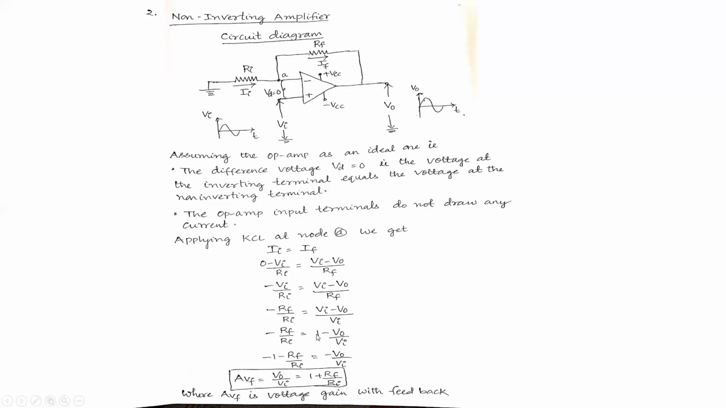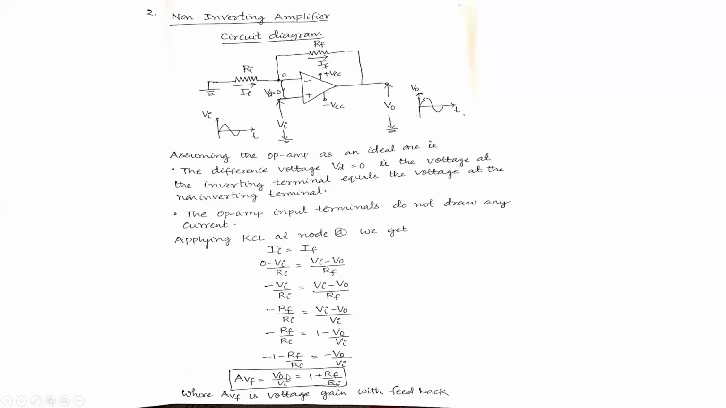Next, this 1 is taken to the left hand side. So it is written as minus 1 minus Rf by Ri equals minus V0 by Vi. So next, this can be written as minus is factored out here. If we factor it out, here it is 1 plus Rf by Ri equals minus V0 by Vi. So this minus and minus will vanish. Therefore, we get V0 by Vi equals 1 plus Rf by Ri. So this is the expression for the voltage gain with feedback.